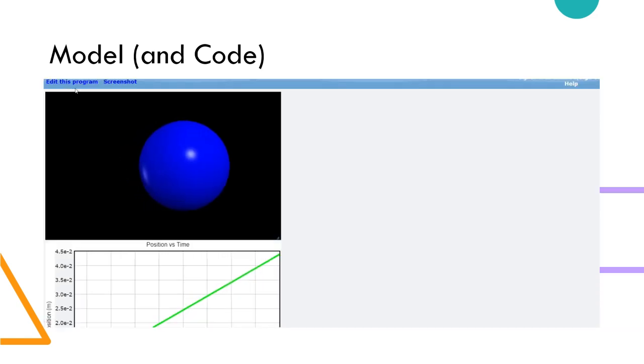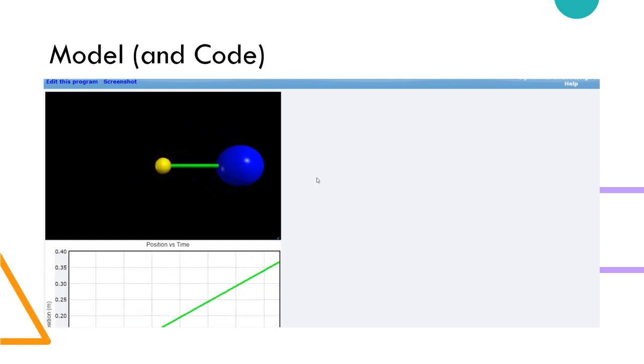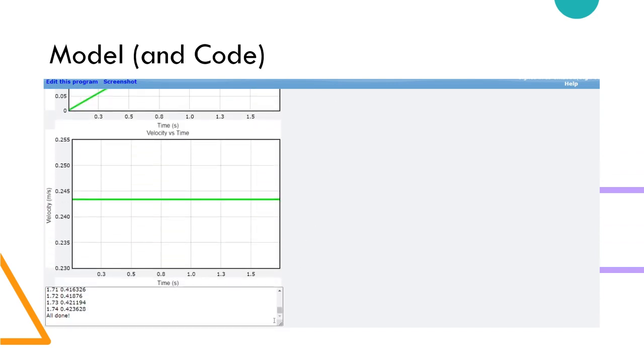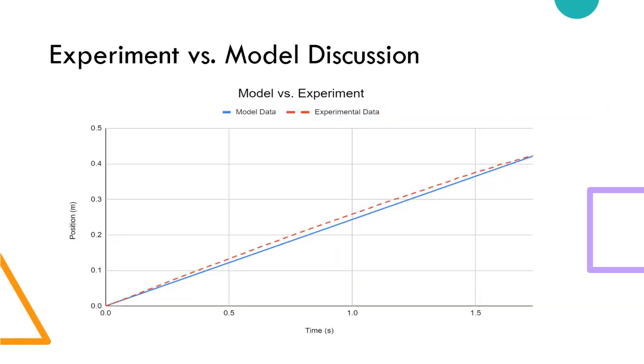This is the program that I ran. You can see the ball moving at constant velocity, the graph, and the results obtained, which are all linear. Putting the model data and the experimental data in a graph, I was able to compare these two graphs, and it can be seen that the experimental data graph is above the model data line.